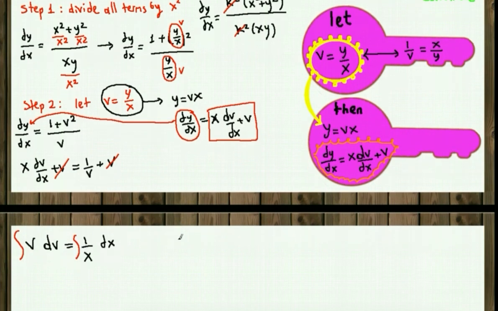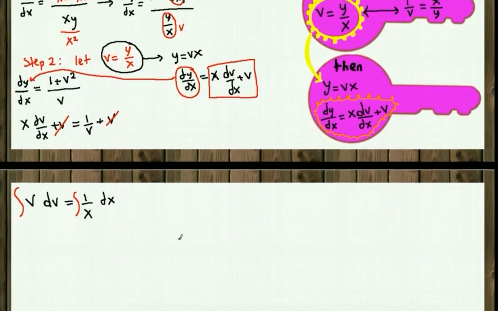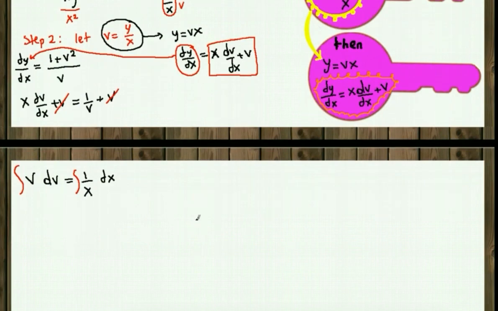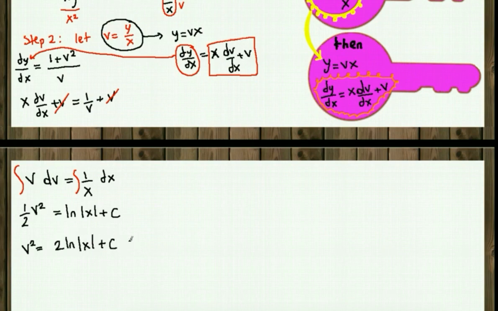Now our equation is separable, and we're going to apply the separable rule. The antiderivative of v is 1/2 v squared, and the integral of 1 over x is ln of x. And we use plus c, the constant, at the x term side. And we can rewrite this better. So we can multiply both sides by 2. So v squared is equal to 2 times ln of x plus c. Again, we don't need to change the constant.